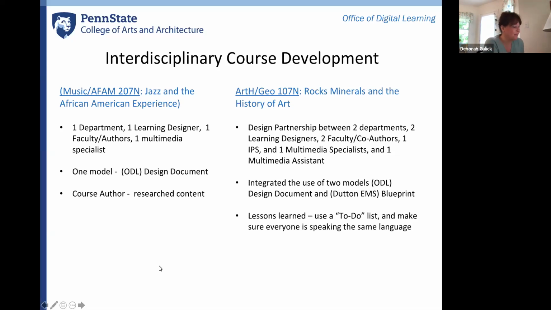Within that, what we get is one model. We used our design document, which worked very well. It worked for other courses that we developed with him, which was also very good. The main part of that was the course author. I think a lot of the responsibility weighed on him, in that not only did he have to learn his content, which he already knew, but he had to reach out to people from the other discipline and learn from them and bring in what he wanted from that discipline as well.